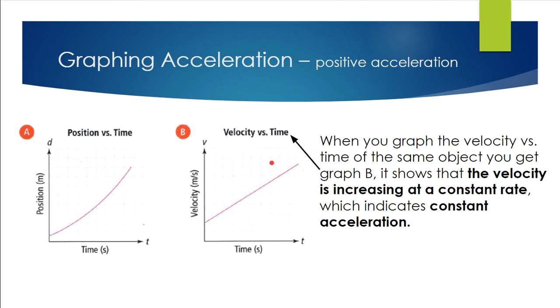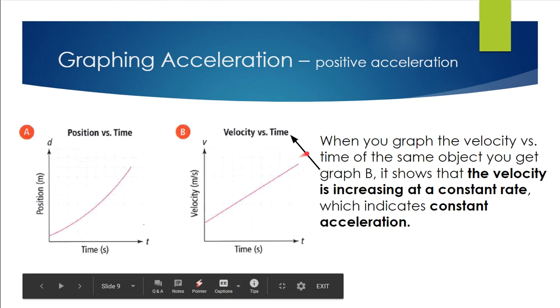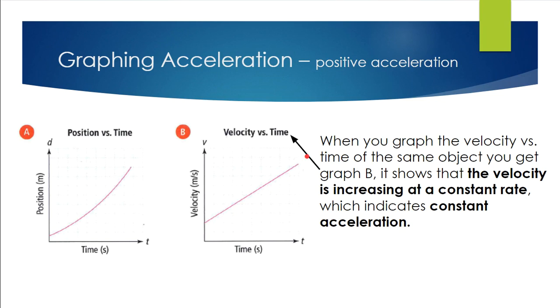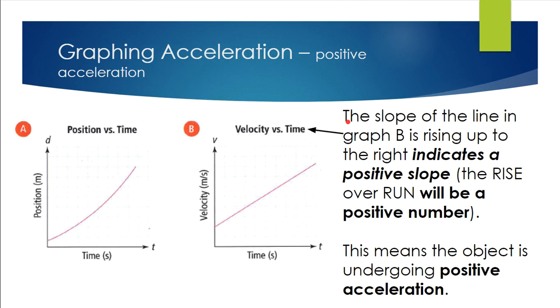Now, when you graph the velocity versus time, or the acceleration graph, it shows that the velocity is increasing at a constant rate, which indicates constant acceleration. Hopefully some light bulbs are starting to go off, so you can see the difference, because you will need to know the difference between these two. And there are differences.